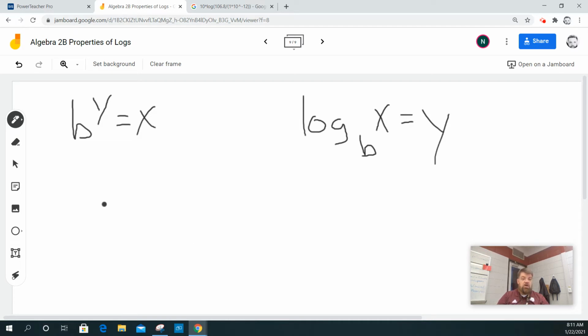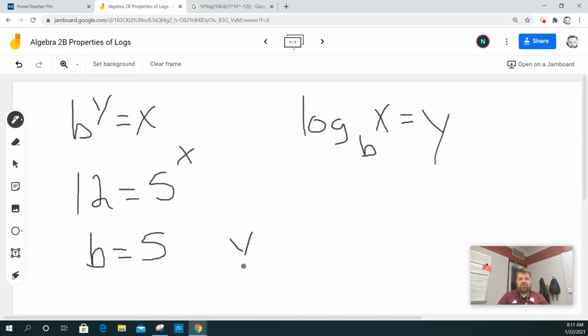Okay, so the next problem I've got is 12 is equal to 5 to the x, which is confusing because the x is in a weird spot. So let's think about that for a second. What's the base? Well, b is the base, which is 5. All right. In this particular case, y is equal to x. I'm going to rewrite that.